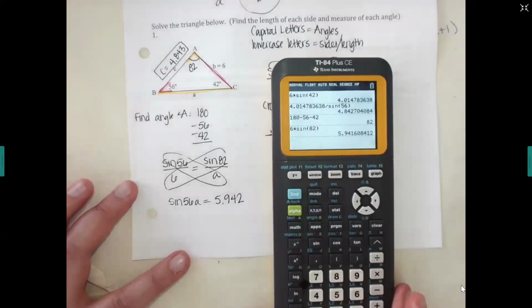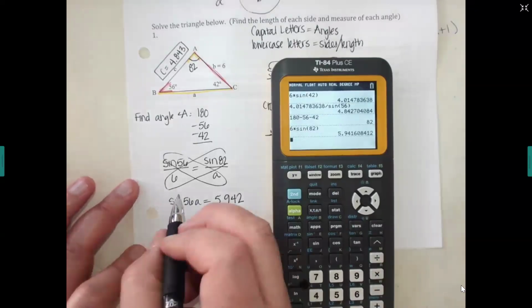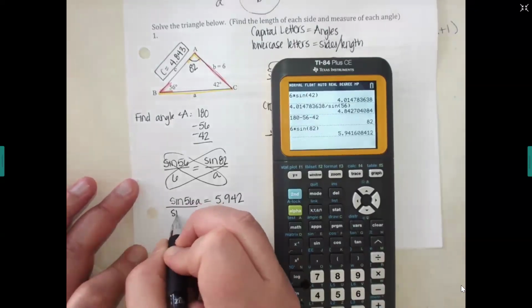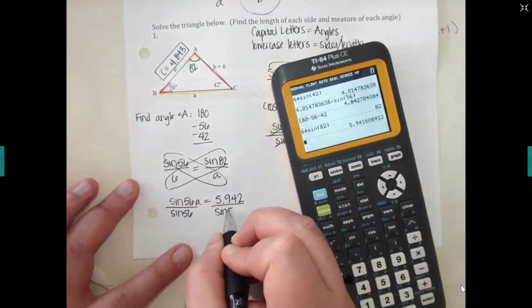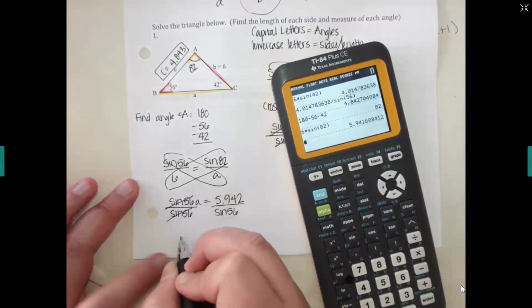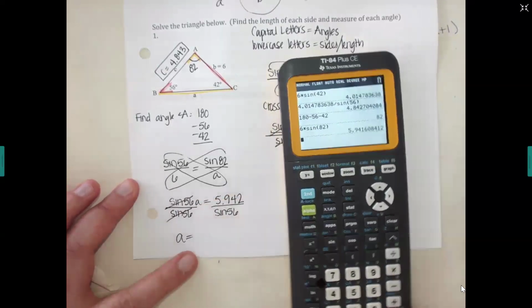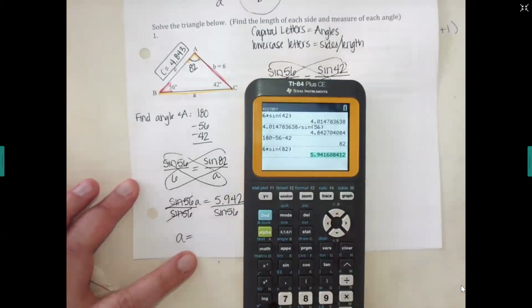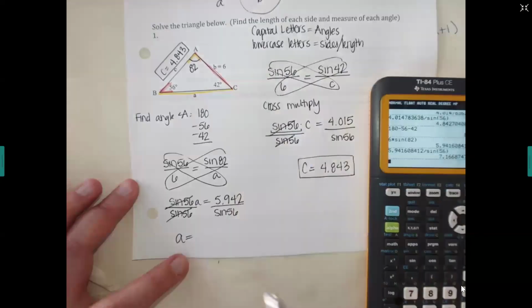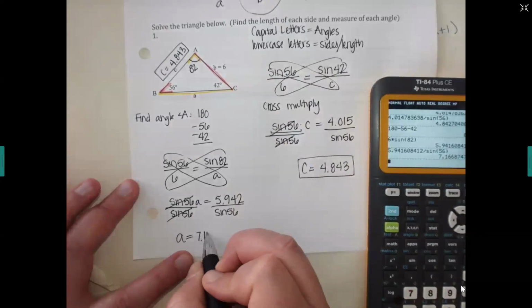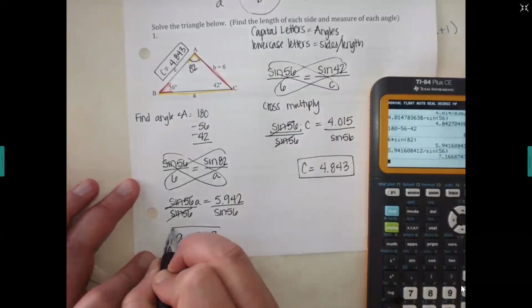Okay, then from there, my A has a sine 56 multiplied with it. So I'm going to divide that sine 56 across. And that'll tell me whatever A would have had to be. So grab the number, divide by sine 56. And it's 7.166. So we'll round that to 7.167.